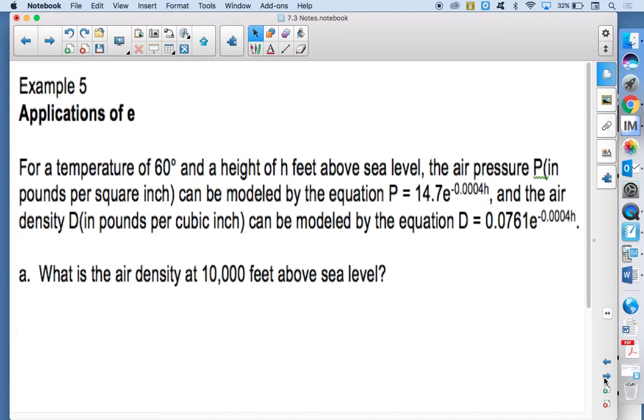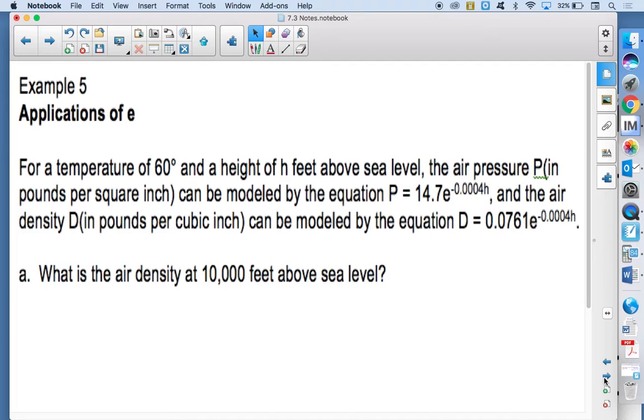It says air density, which is the thickness of the air around us, in pounds per cubic inch, can be modeled by the equation D equals 0.0761 e to the negative 0.004 h. So the h in the problem is the height above sea level, wherever you're located. It says, what is the air density at 10,000 feet above sea level? These are the equations that your weather app uses to calculate air density or air pressure.